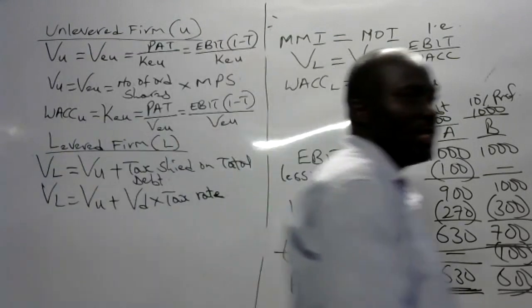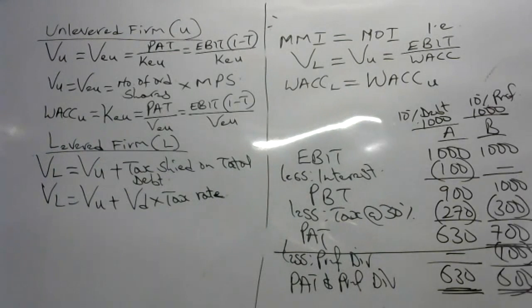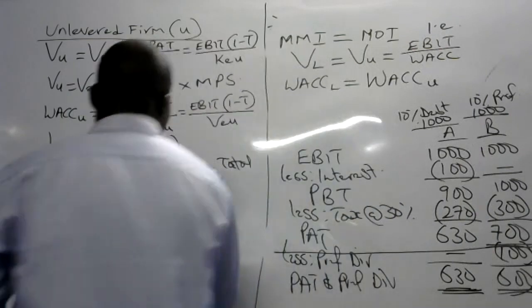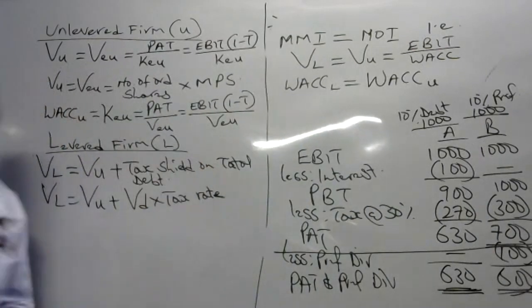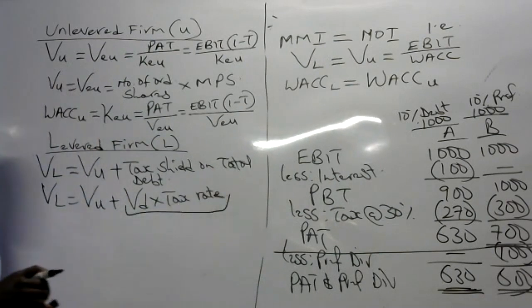Mambo ni tofauti. Kila theory na approach yake. Tax shield on total debt. And how do we get the tax shield on total debt? Simply the value of debt multiplied by what? By the tax rate.